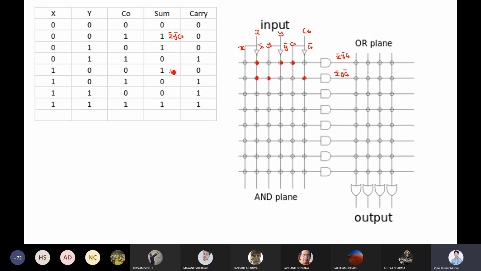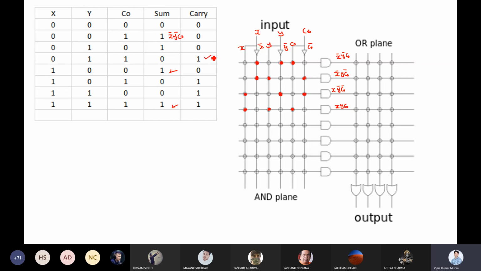Now next what we produce, if you look here, it will be X, Y bar, C0 bar. So we require X, Y bar and C0 bar. That is produced here. Now next what do you require? You require X, Y, and not Z, sorry, C0. So you will have X, Y, C0.